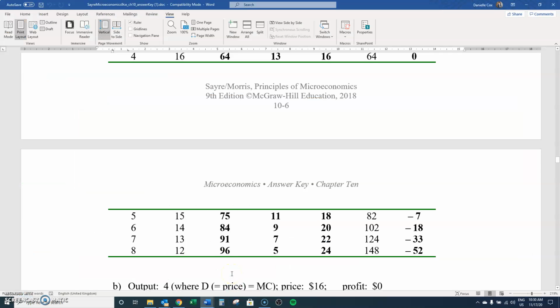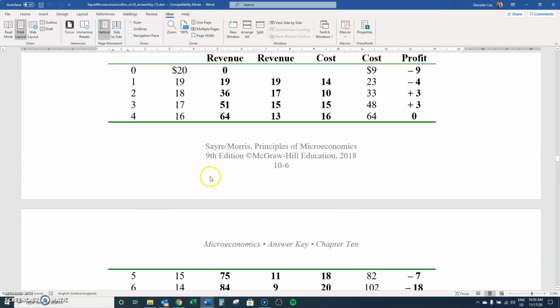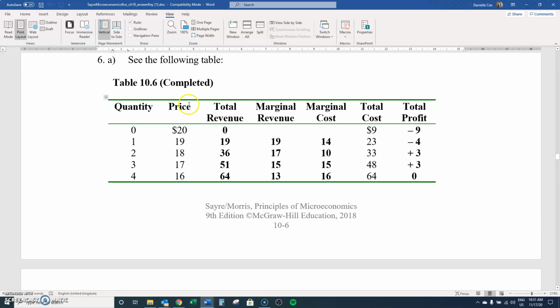So if it was perfectly competitive, your equilibrium would be where your price is equal to your marginal cost. So you go down until you see that 16 and 16. So your output would be 4, and that's at a price of 16, and your profit is 0.